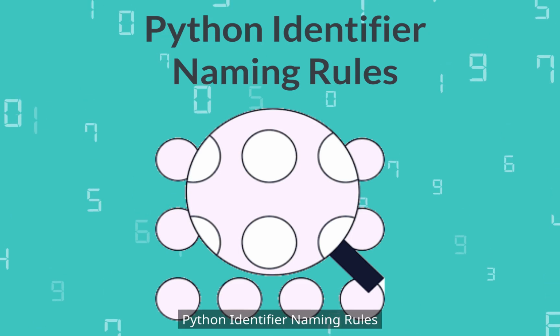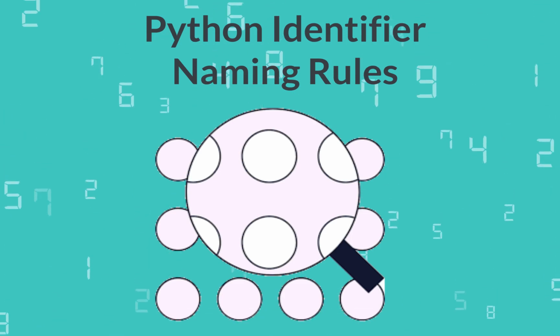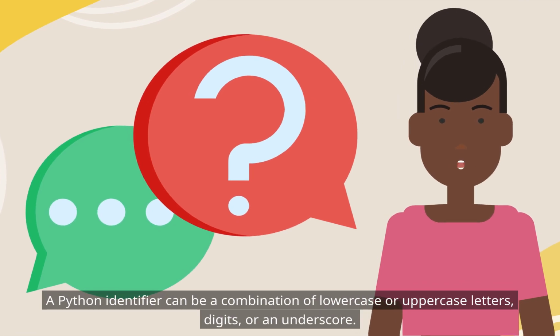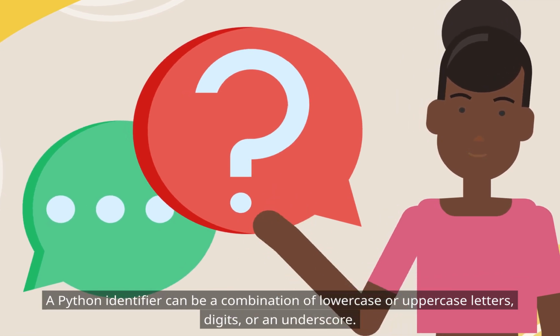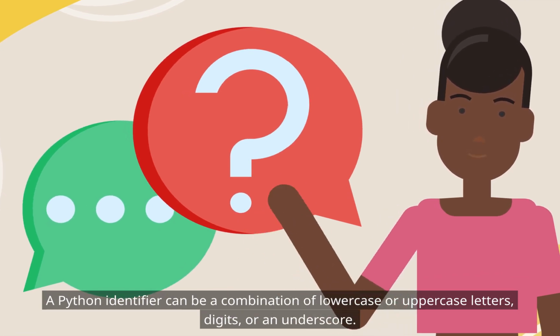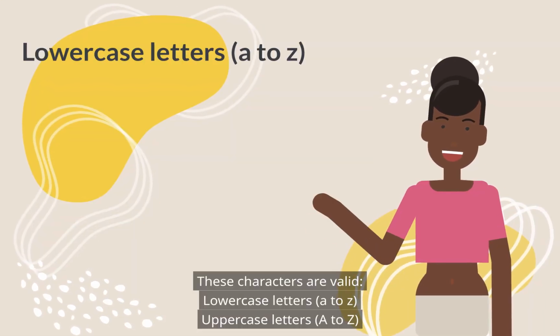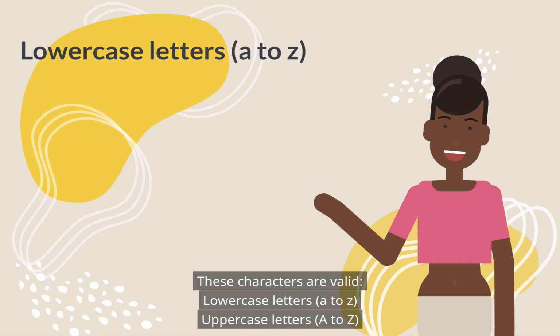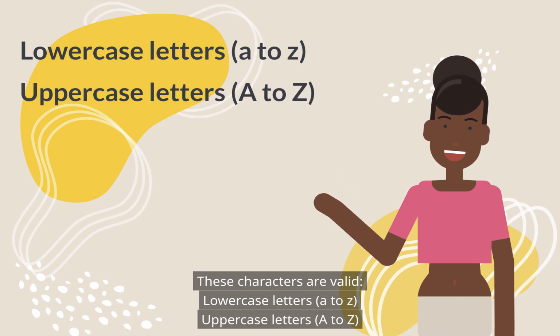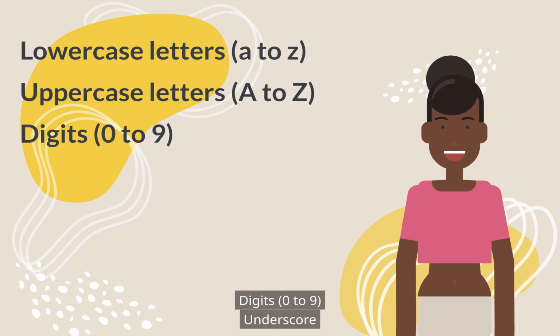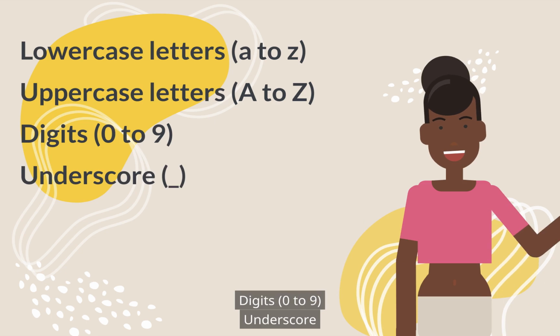Python identifier naming rules. A Python identifier can be a combination of lowercase or uppercase letters, digits, or an underscore. These characters are valid: lowercase letters, a to z; uppercase letters, A to Z; digits, 0 to 9; and underscore.